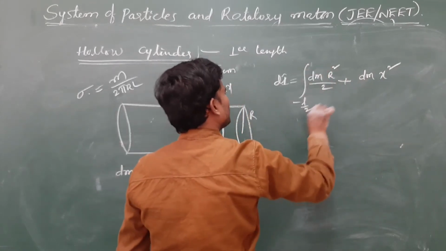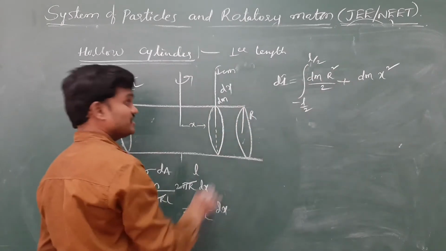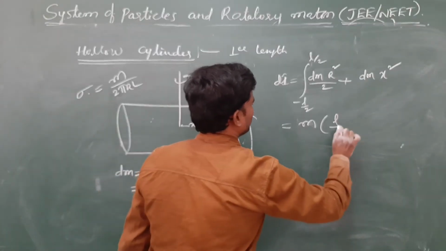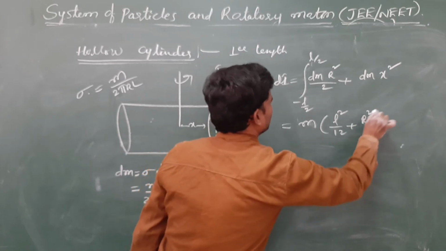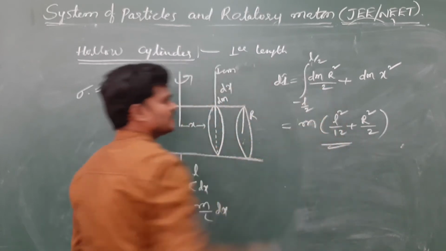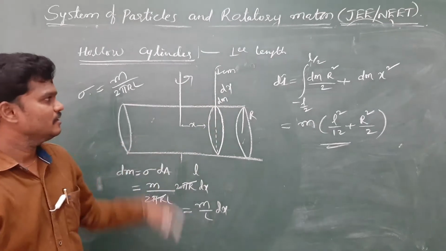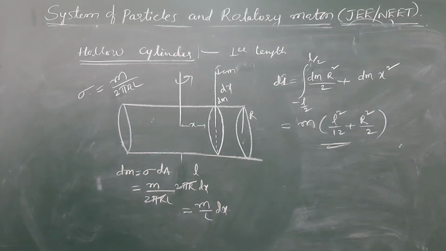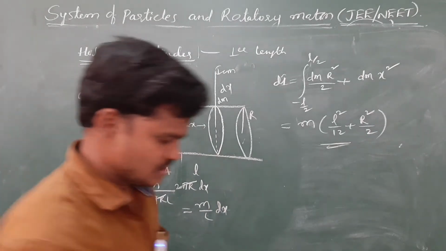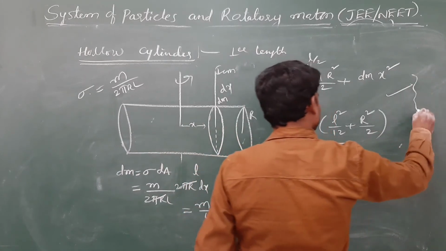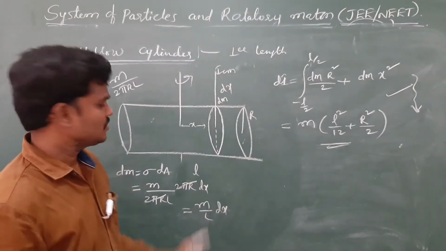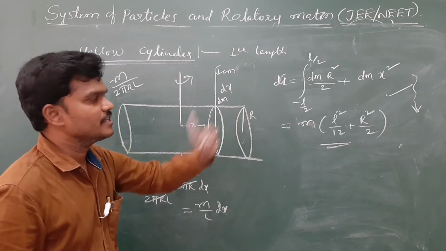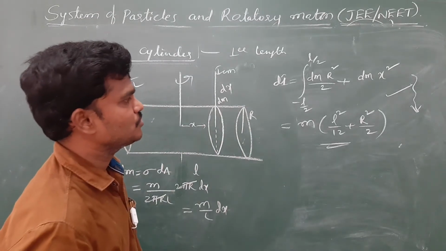Apply the integration from minus l by 2 to plus l by 2. Substitute this dm and apply the integration. You will get l square by 12 plus r square by 2. I am missing two steps, so you try this. Follow the same process as the previous concept. Substitute this dm and the integration limits, and you will get the answer: l square by 12 plus r square by 2, times m.